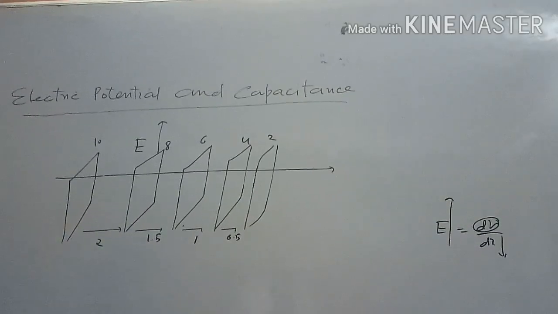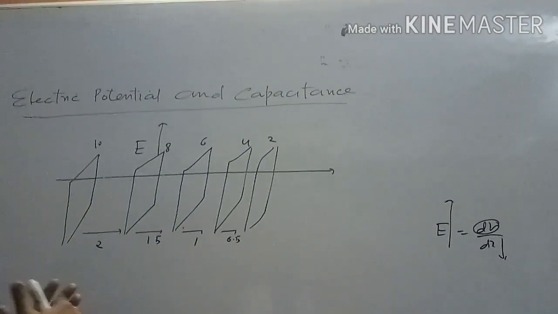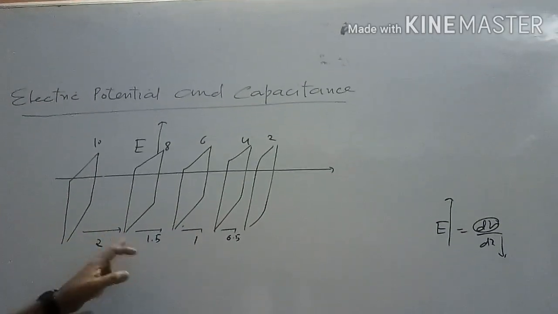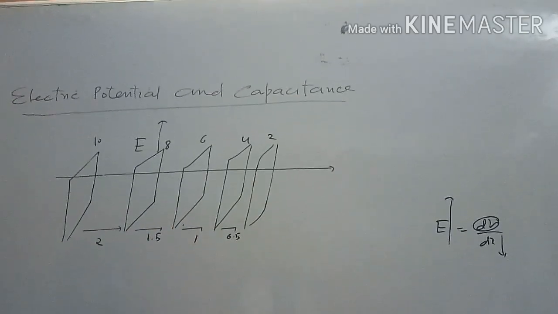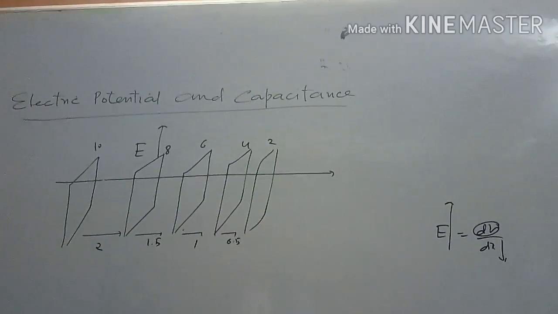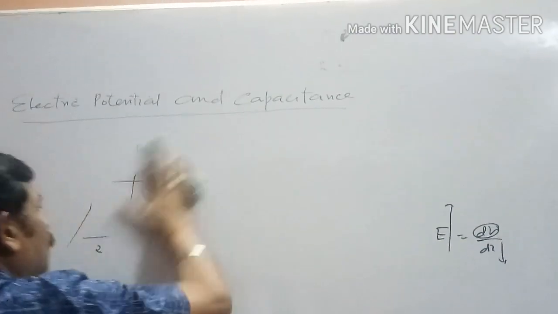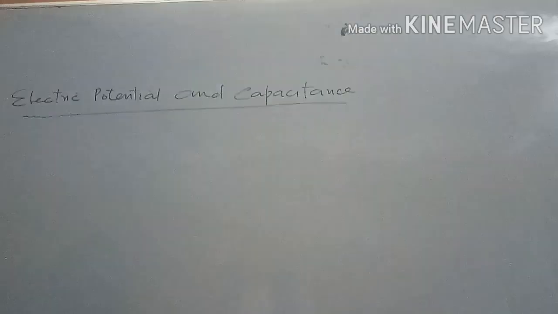So if you want to draw the equipotential surface for such a region where intensity increases in the moving forward direction, the shape of the equipotential surfaces will be parallel planes having decreasing separation. Next is the shape of the equipotential surface when intensity decreases in the moving forward direction.